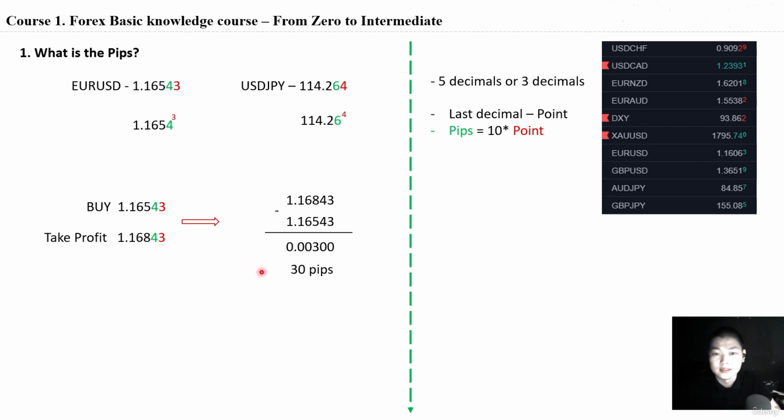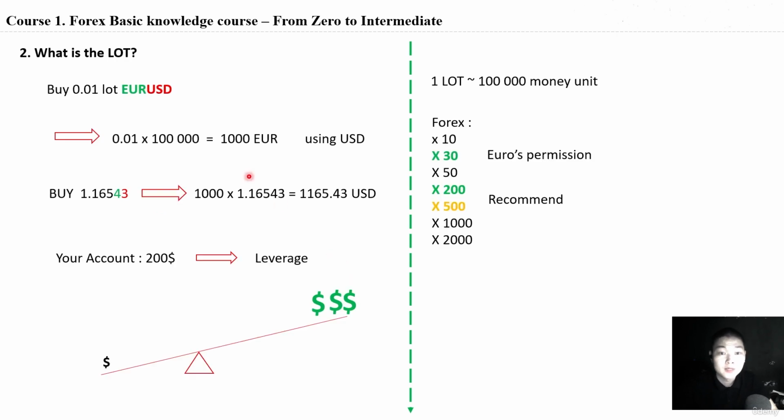And how to change the 30 pips to money? You need to understand about the lot to change. So what is a lot? A lot is equal to 100,000 currency units. For example, you want to buy 0.01 lot of EUR/USD. It means that at this time you buy 1,000 euro using USD, because at this time the exchange rate is EUR/USD, and it means that you use USD to get the euro, and the quantity of the euro will be equal to your lots multiplied by 100,000. So our result is 1,000 euro.